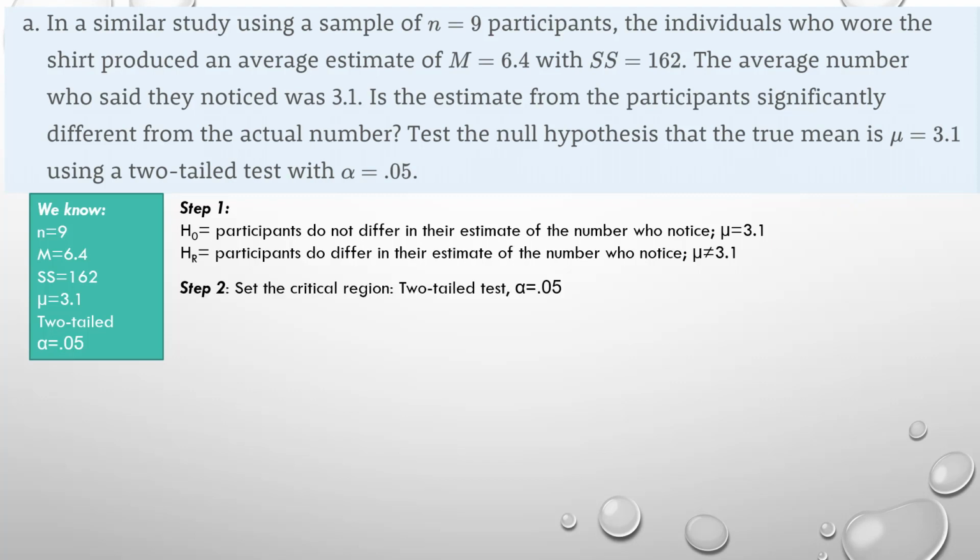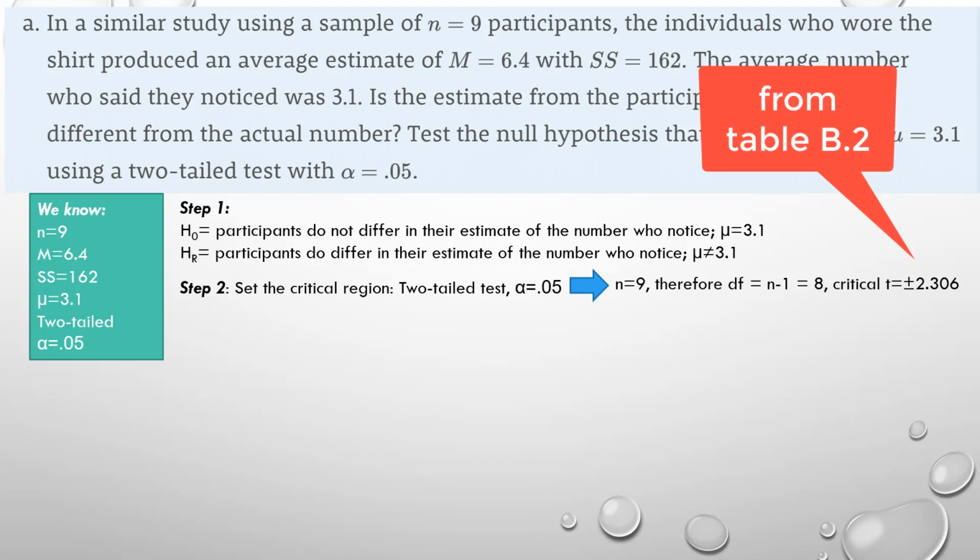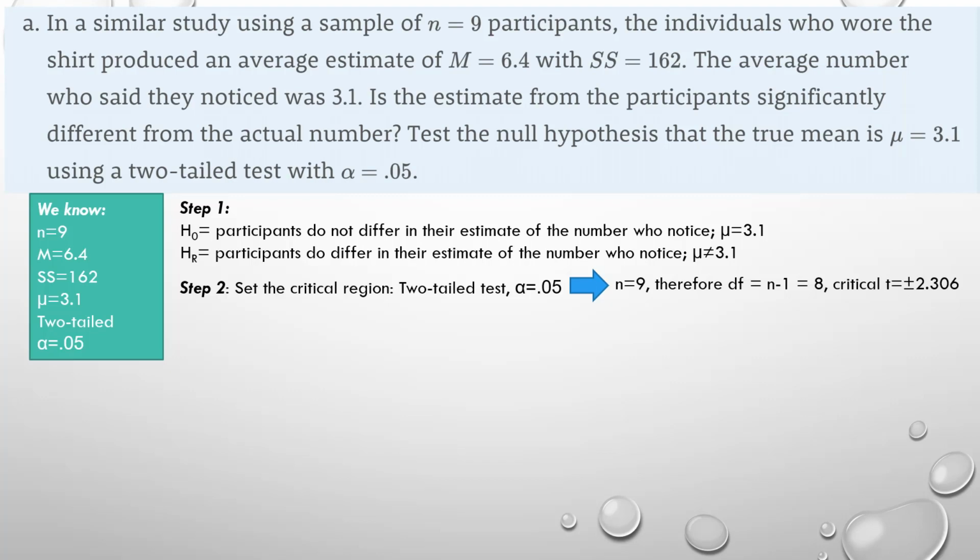In step 2, we're setting the critical region. We know we're supposed to use a two-tailed test with an alpha of 0.05. So in order to read our critical t from the table, we need the degrees of freedom. If we have 9 people, that means the degrees of freedom is 8. And for an alpha of 0.05 for a two-tailed test, again from the table, we see that the critical t is plus or minus, because it's a two-tailed test, 2.306.